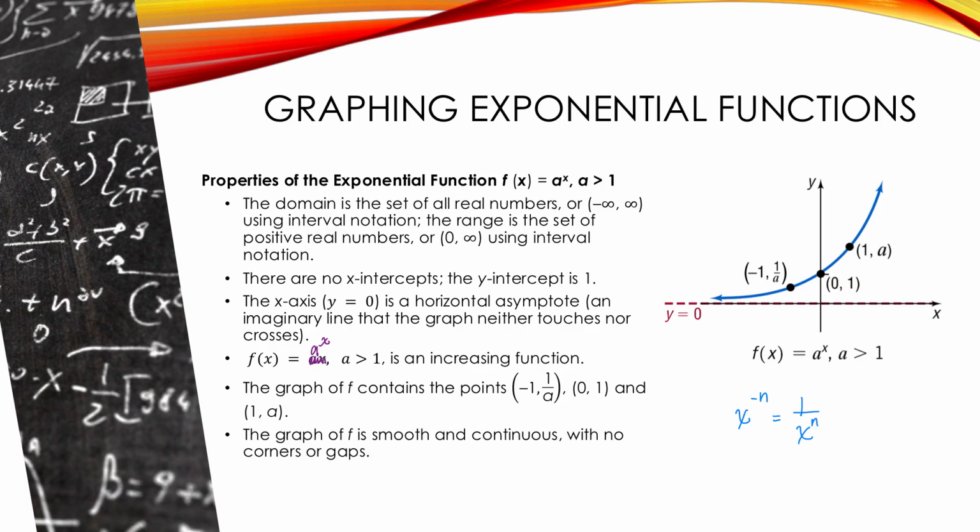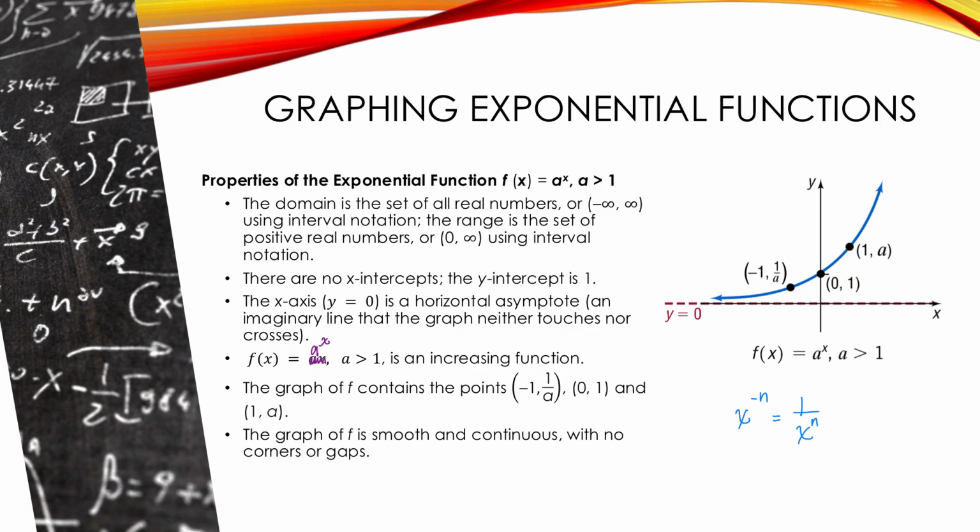Well, exponential functions of the form f of x equals a to the x, where a is bigger than 1, are going to have a domain that is the set of all real numbers, or negative infinity to infinity, a range that goes from 0 to infinity, and no x-intercepts. So that's a little different than other functions we've looked at. And that's because if you think about, let's say, 3 to the x, there is no real number value you can put in for x that would cause 3 to a number to either be 0 or to be negative.